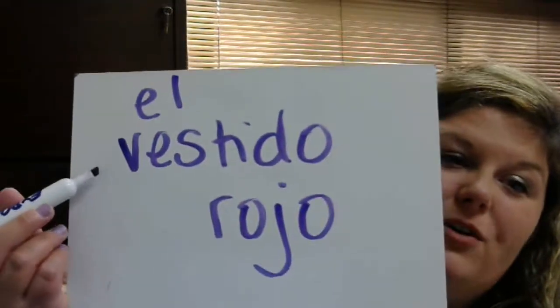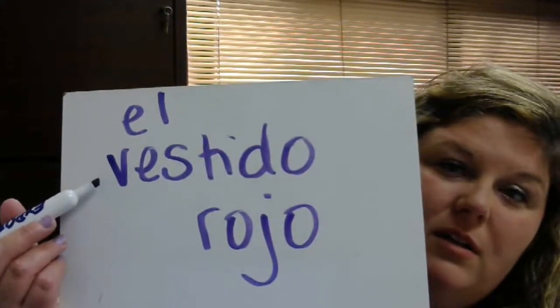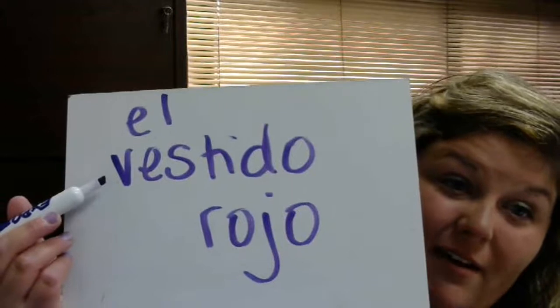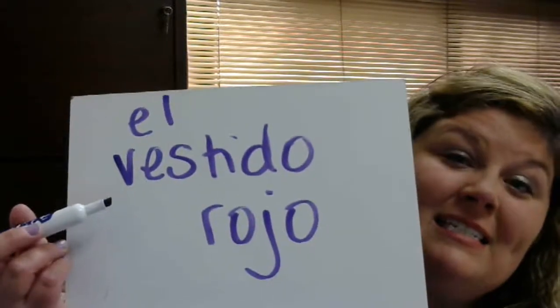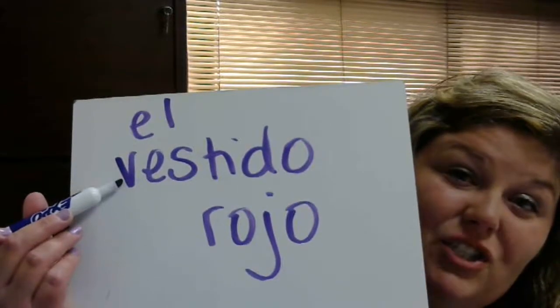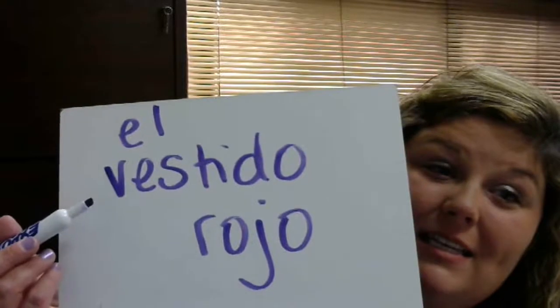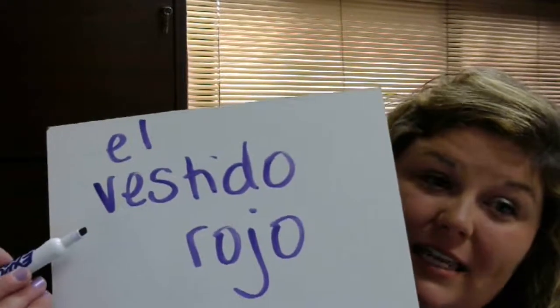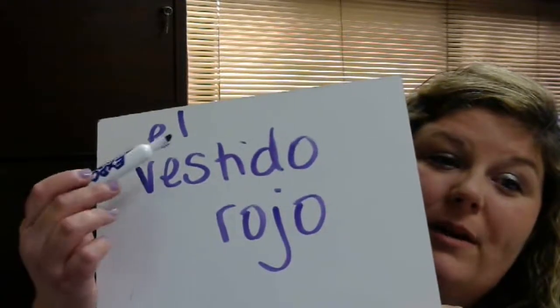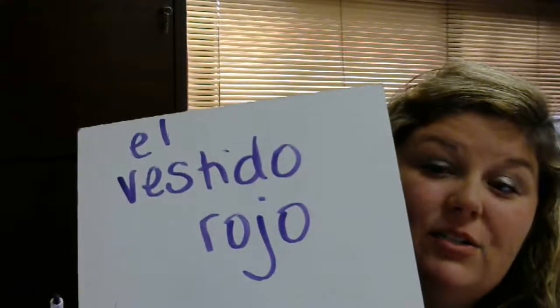Because vestido is a masculine word ending in O, and it's singular, so we only have one, anything that describes this noun has to match it in gender and number, meaning it has to be masculine if this is masculine, and it has to be singular if this is singular. So we would end up with el vestido rojo, or the red dress.